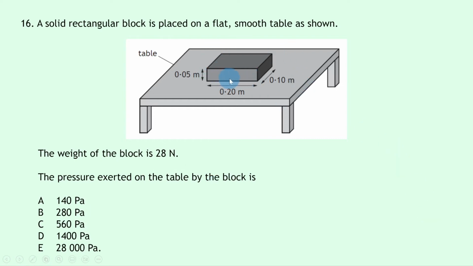So to do that we can use the length of 0.2 meters and the breadth of 0.1 meters, because by multiplying those two together that will give us the area of the block that's in contact with the table surface. So to find the area we can do 0.2 times 0.1, which gives us 0.02 meters squared, and then we can use the equation P equals F over A, and substituting in the numbers we have 28 newtons for the weight of the block, which provides the force in this case, and that's divided by 0.02 for our area, and putting that into your calculator should give an answer of 1400 pascals, which is option D here.